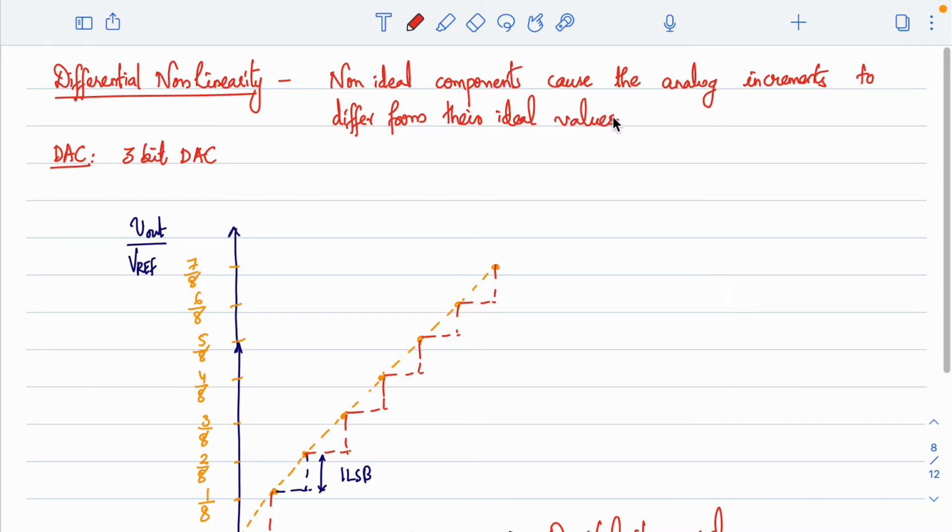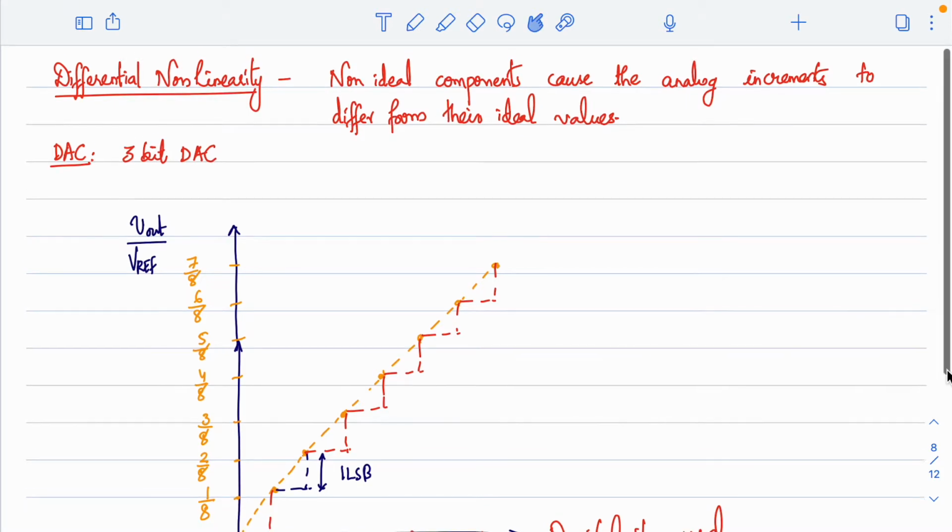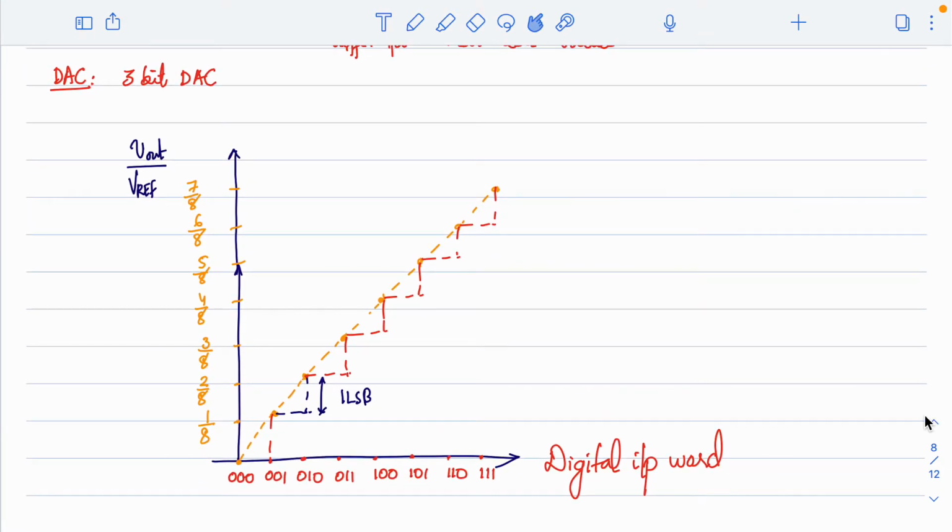Now for one bit change, what we are expecting is 1 LSB change. Say for example the bit change is happening from 011 to 100, and what we are expecting is 1 LSB change here, right? So instead of 1 LSB, the non-idealities in the components can make this change more than 1 LSB, or it can be less than 1 LSB, right? It is not any specific value, but depending on the non-idealities present in the circuit, the change can be more or less than 1 LSB.